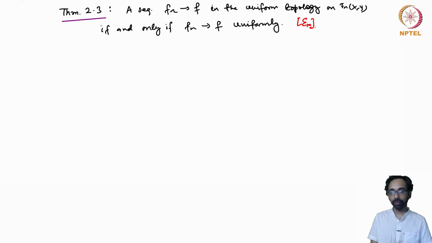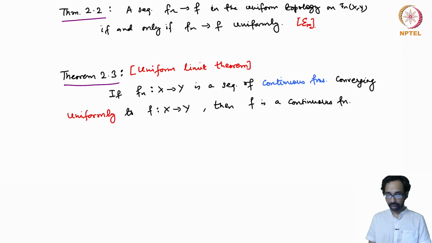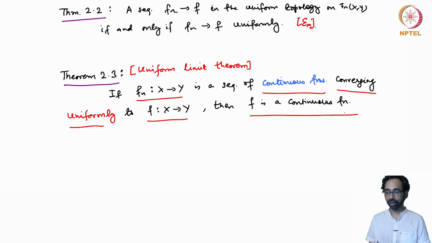Of course, if you have any trouble, you can always ask me in the discussion forum, and this exercise isn't that difficult. And the main theorem that I mentioned about uniform convergence is the following, which is called the Uniform Limit Theorem. It states that if you have a sequence f_n of functions, where each of these f_n's is a continuous function, so this is a sequence of continuous functions, and the assumption is that it converges uniformly to some function f, then f is also a continuous function.